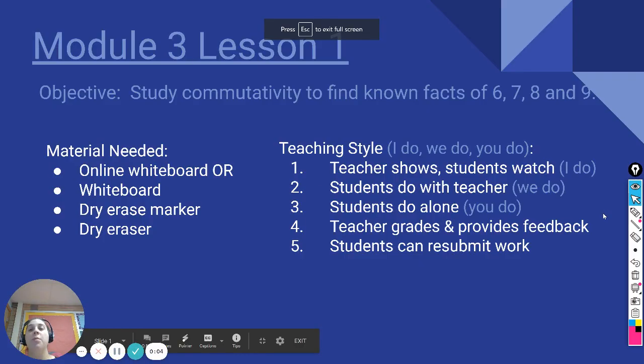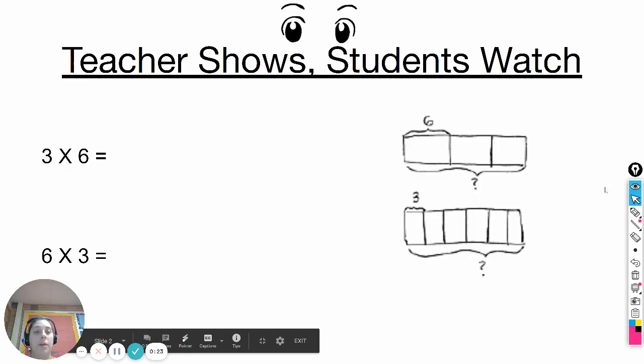Okay, so for today, we're going to finish up with Module 3, Lesson 1, which is studying commutativity to find known facts of 6, 7, 8, and 9. The materials you need for today are your online whiteboard or your whiteboard, dry erase marker, and dry eraser. And we're once again going to follow the teaching style where I do it, we do it, and then you do it on your own.